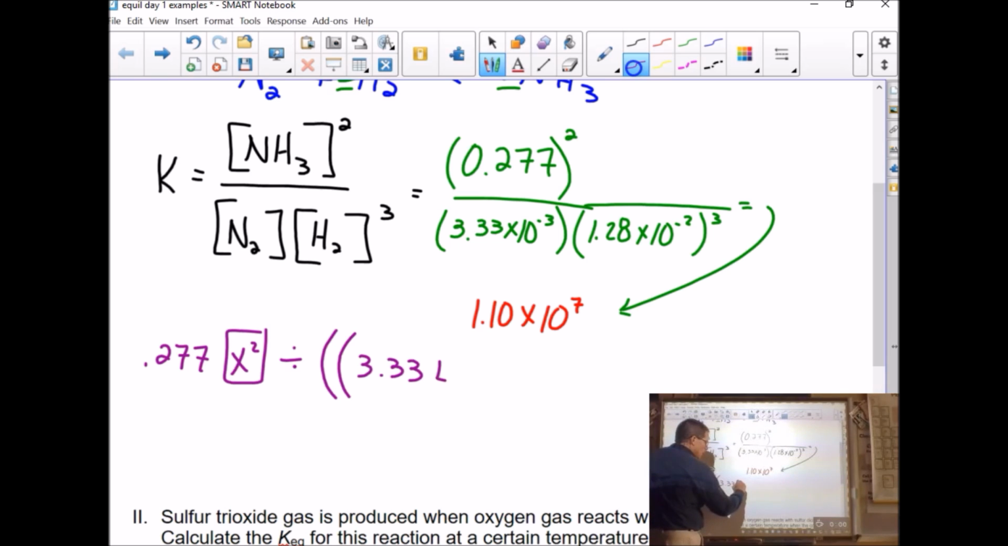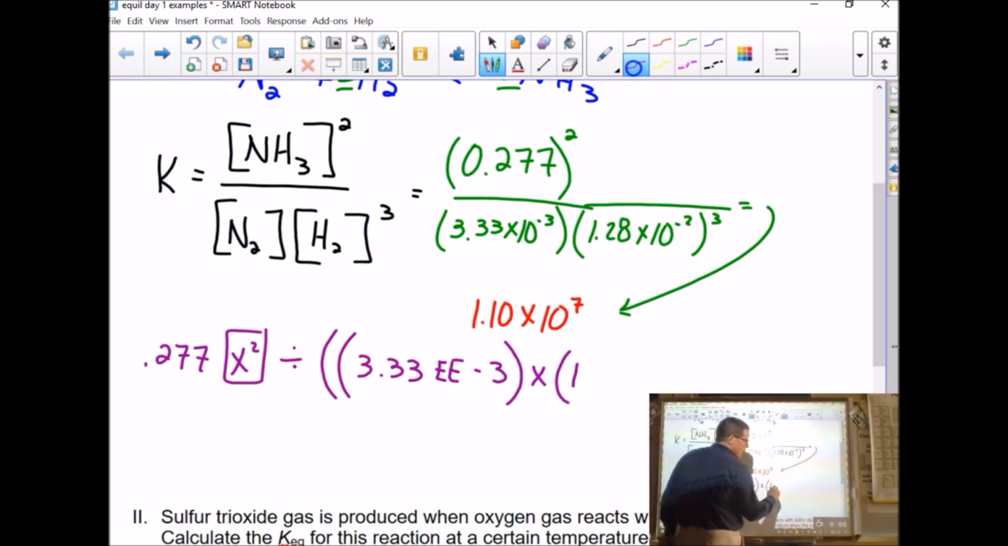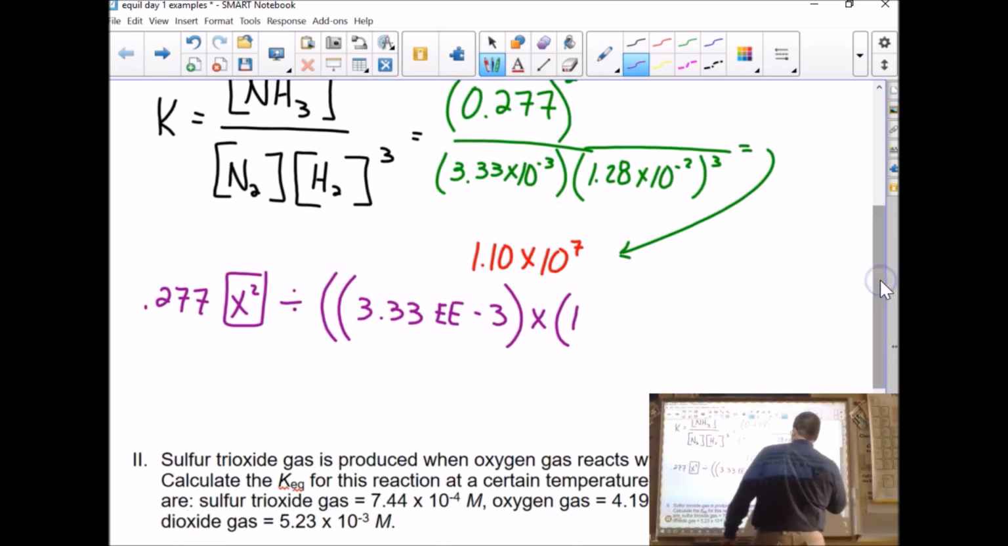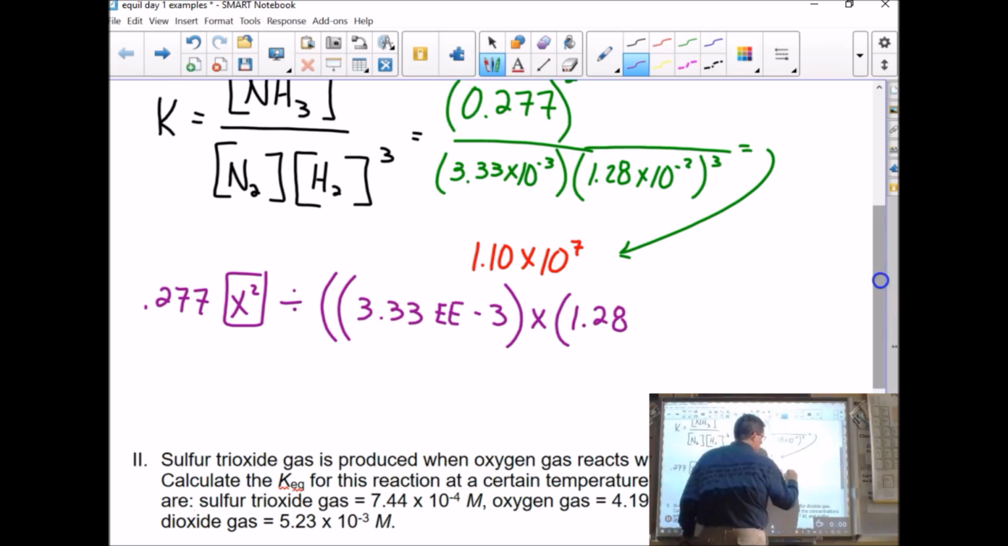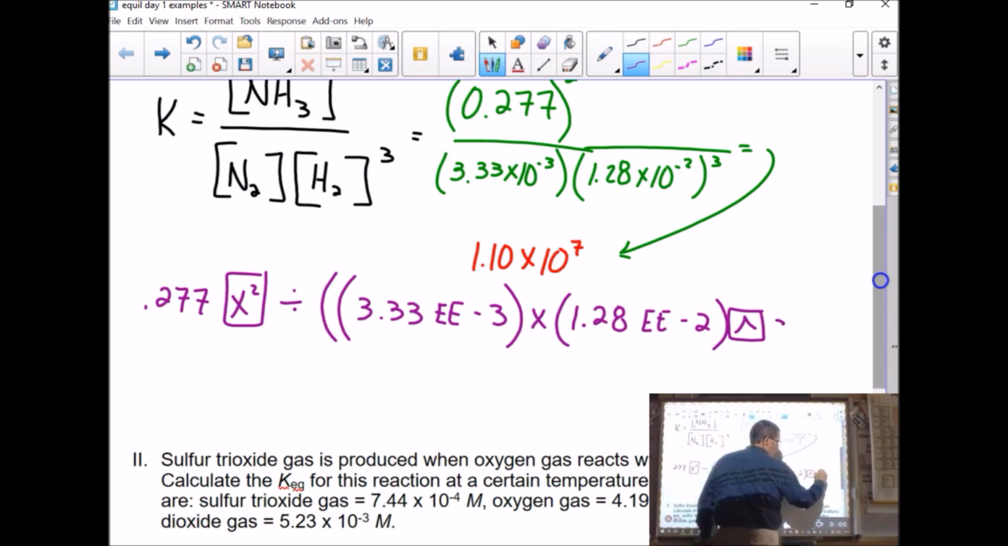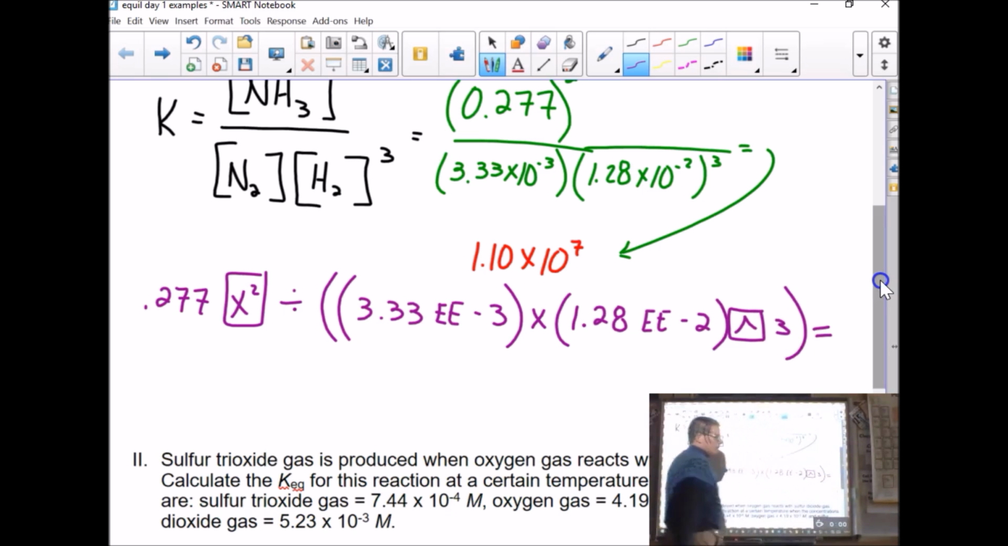3.33 EE. And when you do the EE on the TI, you only do that one time. I've had people go second EE, so they see the EE in the calculator. Negative 3 times. Now notice I did double parentheses here. And then 1.28 EE, negative 2, and then close that parenthesis, caret 3, close parentheses, equal.